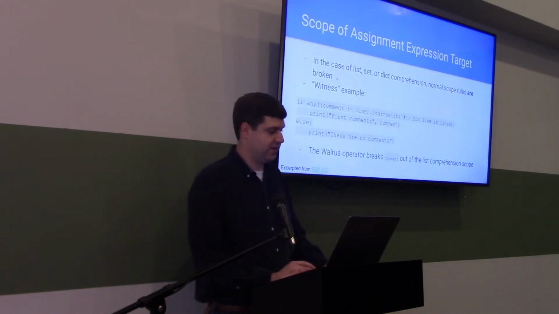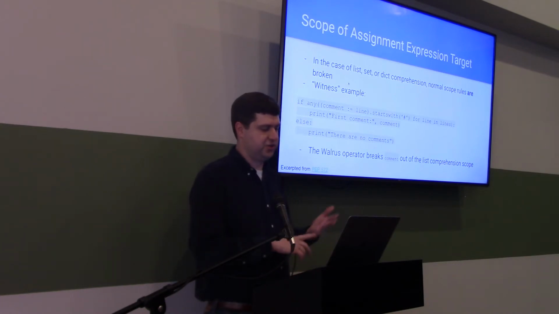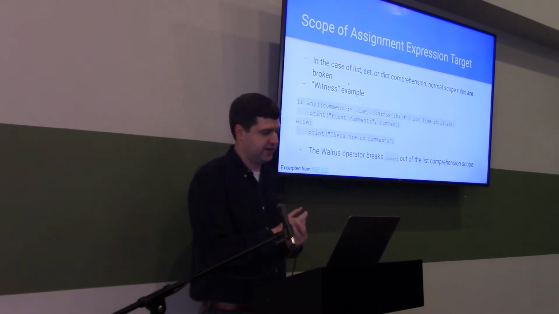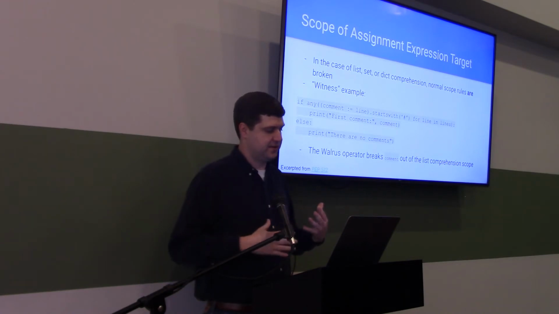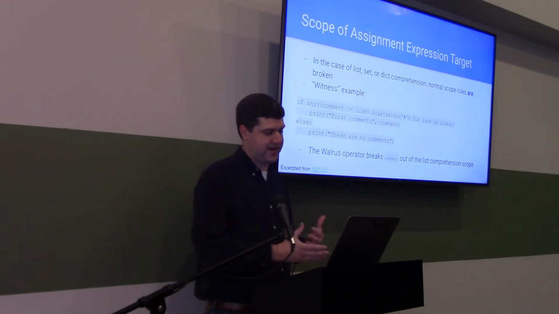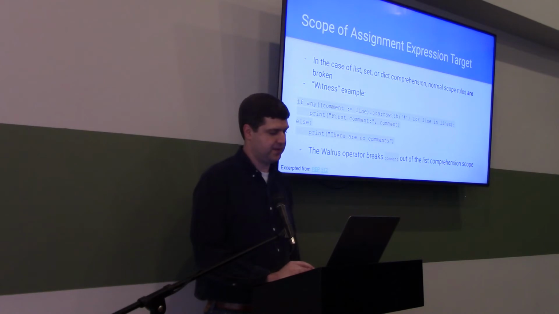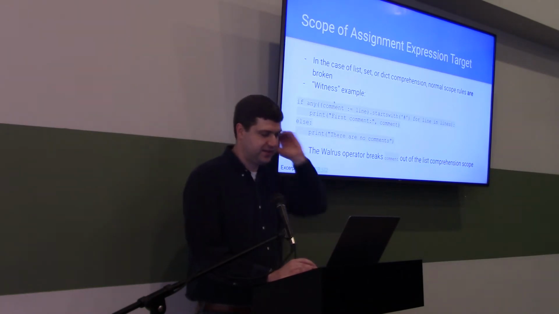Now, where things get interesting is when we start doing list comprehension, dictionary comprehension, those kinds of things. The Walrus operator will break out the target of the Walrus operator into the surrounding scope. So here's an example of witnessing something that's going on.